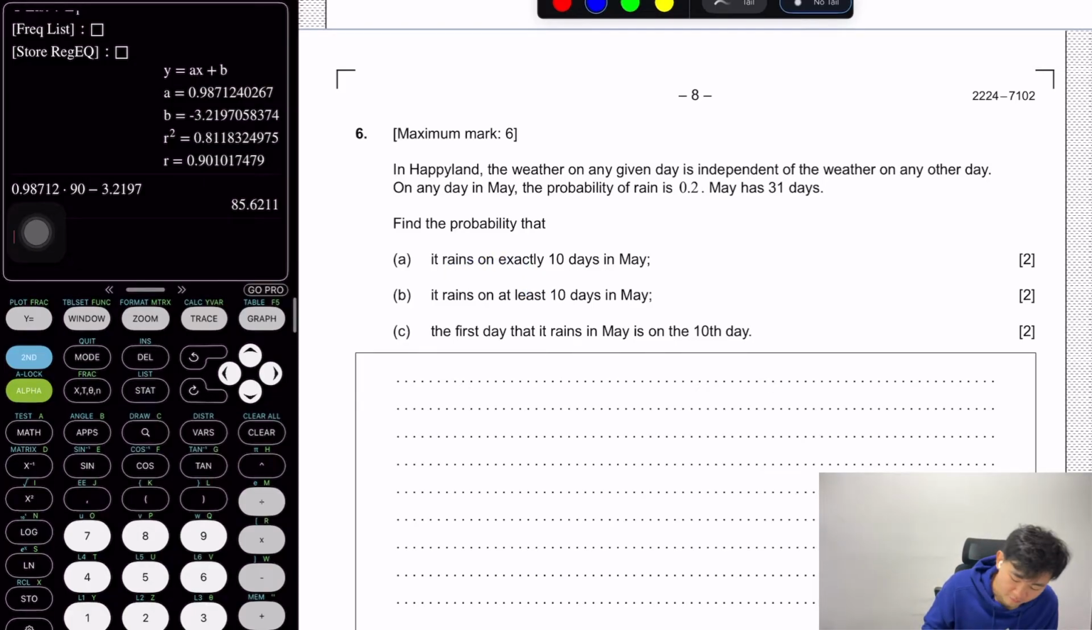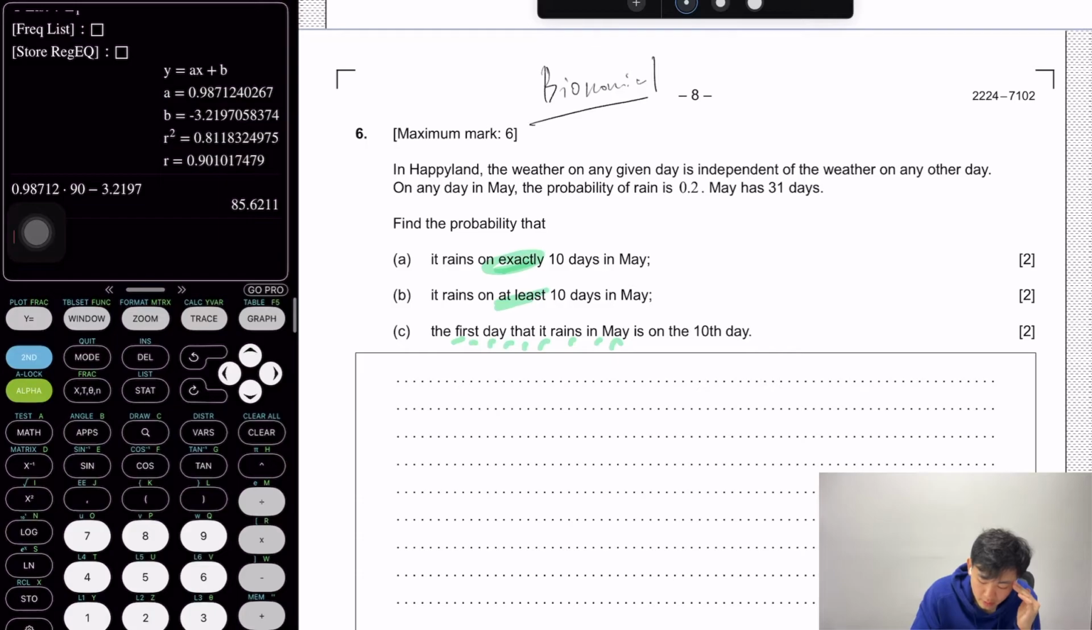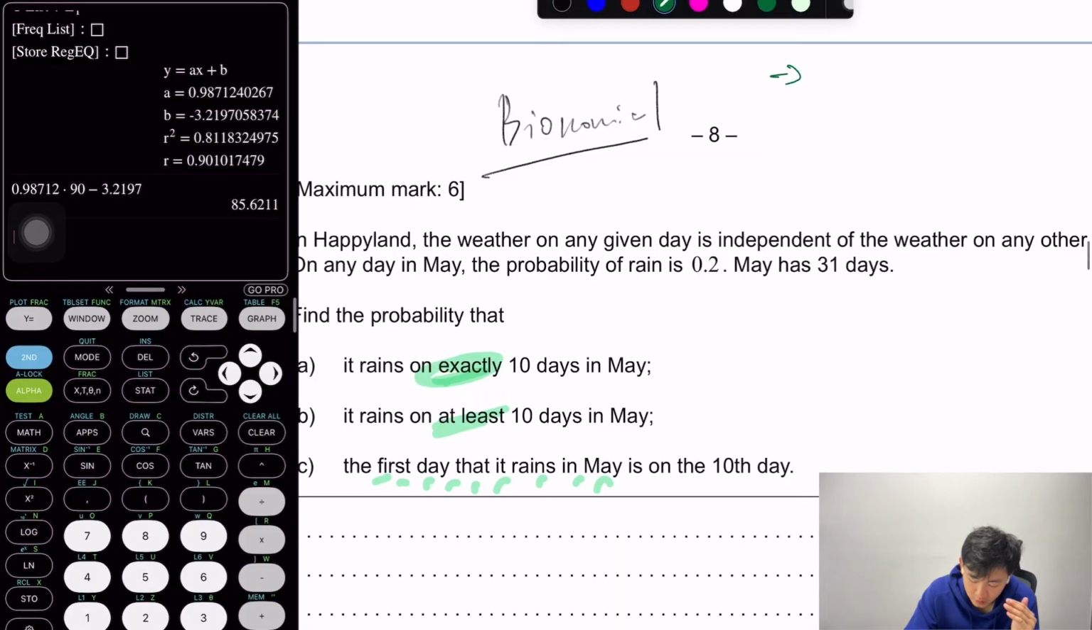Now, you have to be very careful when you're doing AAHL papers that it says exactly, or at least, or these types of numbers. Usually it falls into the binomial. When you see the probability of something and the total number of days, it's a pretty big hint. What is the binomial criteria? First of all, you're going to have the success probability, and you're going to have the total number of trials.